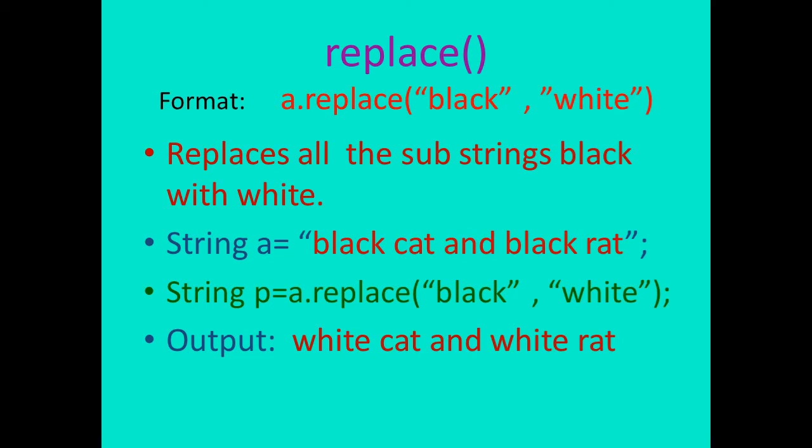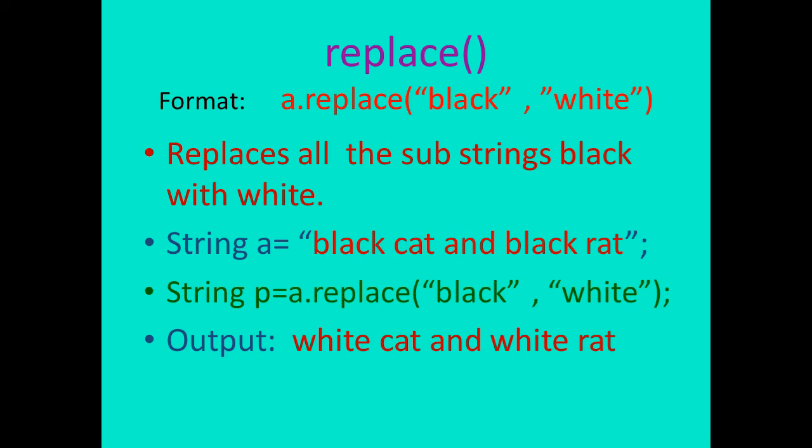What's the format of this one? First we will write the string name dot replace, then within the bracket, within double inverted commas you write the old word. Close that double inverted comma, then put the comma. After that, within double inverted commas write the new word, close the bracket, put one semicolon. Then we can learn it with a simple example.